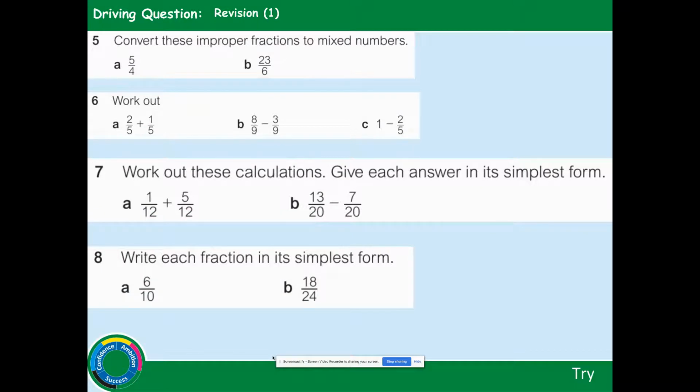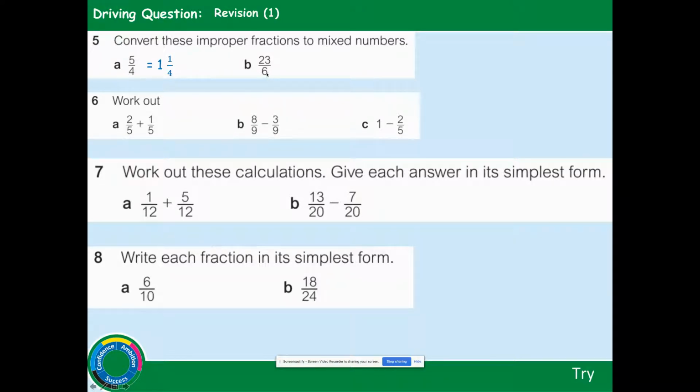Question 5. Convert these improper fractions to mixed numbers. So remember here, 4 bits will make a whole one. We've actually got 5 bits. So 4 of those 5 will make a whole one, and there'll be 1 left over. So there'll be 1/4. The denominator will stay the same.